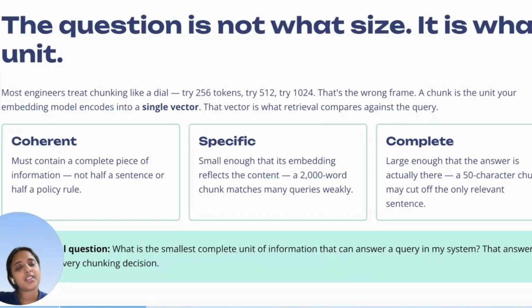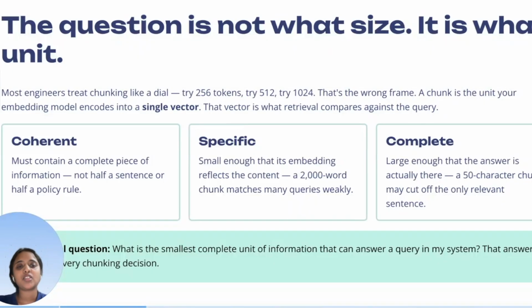The information present inside the chunk must be very specific. It should be small enough that its embedding reflects the content. Say we have a chunk that has 2,000 words. It can have multiple points and information that can match multiple queries, but doesn't match one accurately.